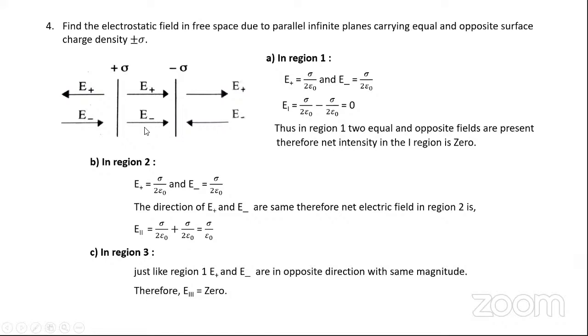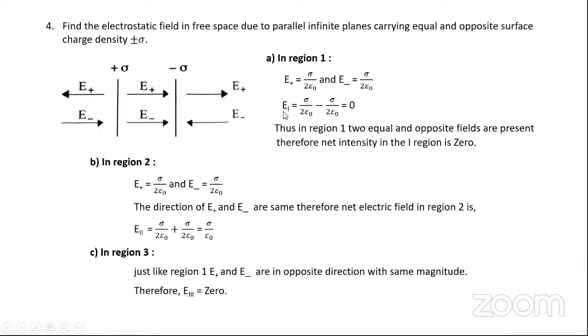So in the first region, the electric field intensities due to positive and negative plates are the same in magnitude and opposite in direction. Therefore E first is equal to 0, right? They cancel out each other.